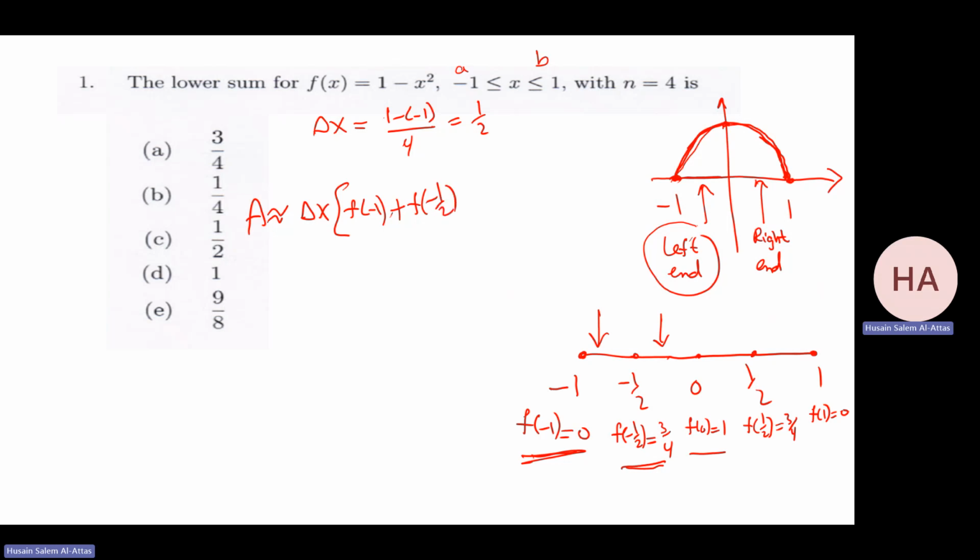Be careful now. When it comes to the third interval, I have 1 and 3 over 4. Like I'm doing what now? 3 over 4, because the function is decreasing here. Function is decreasing, so I'll choose the right endpoint to find the lower. So this is plus f of half.